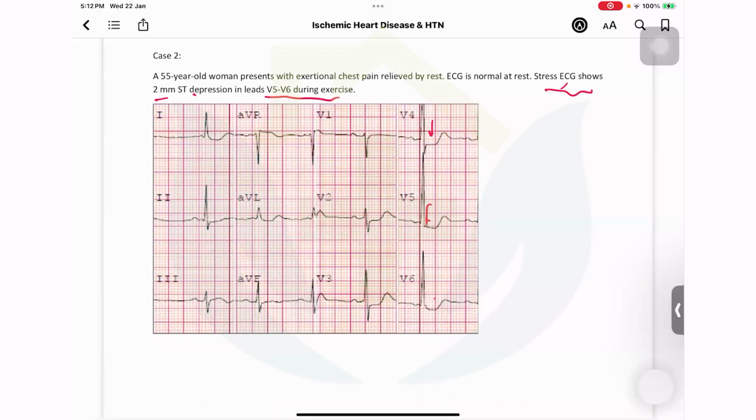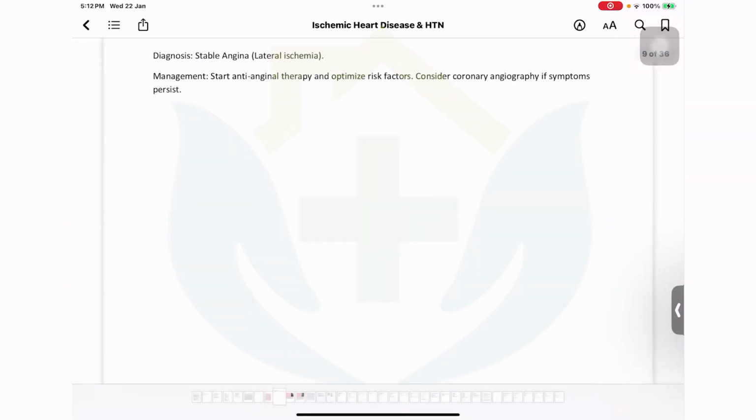It is stable angina. The ECG leads have been brought up. They have written that the ECG is normal at rest, but the stress ECG has revealed some changes. So this is definitely lateral wall ischemia, but it is a stable angina. So it is a stable angina with lateral wall ischemia.